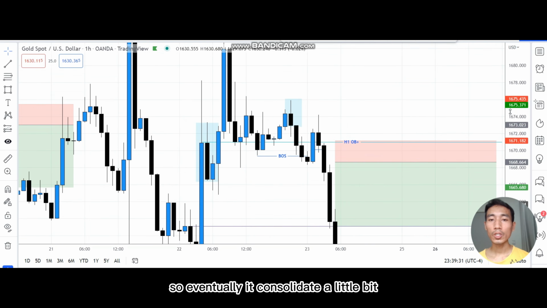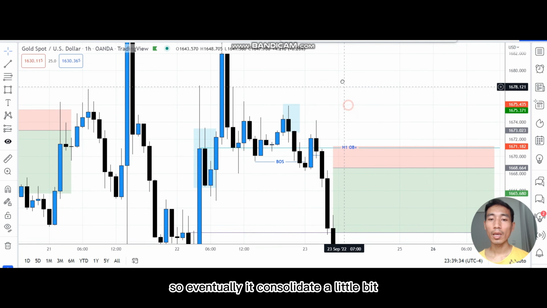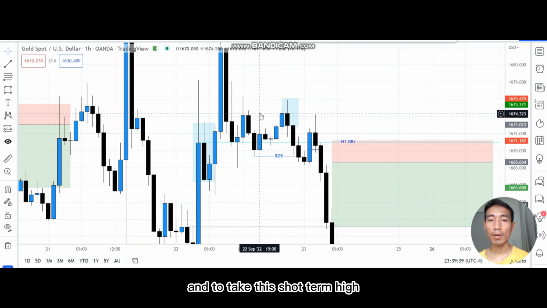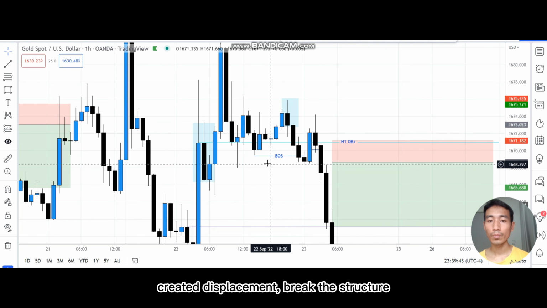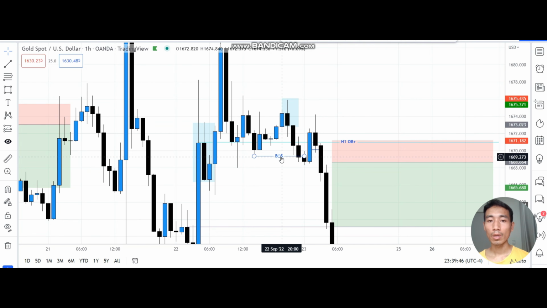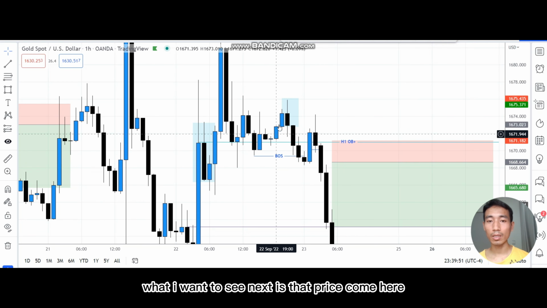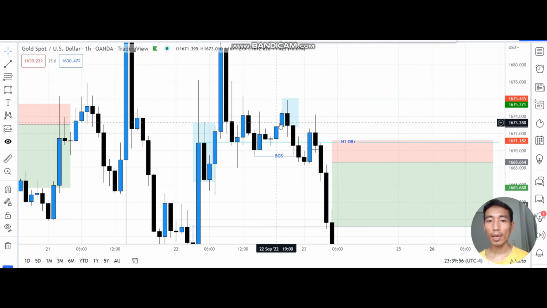So eventually a little bit of consolidation, and then we have a displacement right here. After taking out this short-term high, it created displacement, a break of structure. Now when I see this, what I want to see next is that price comes here and declines.